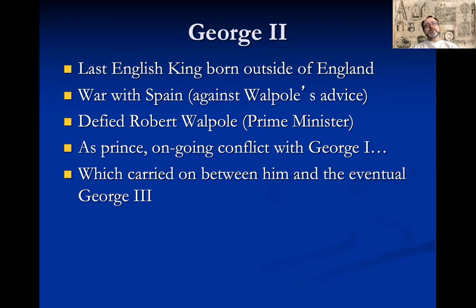Because that continued on with his son, who would eventually become George III. So you got three Georges here. To give you an idea of the kind of person George II was, when his wife died, she encouraged him to find another wife.